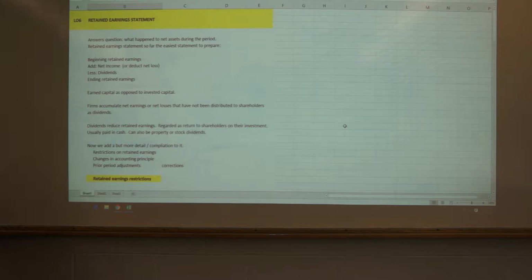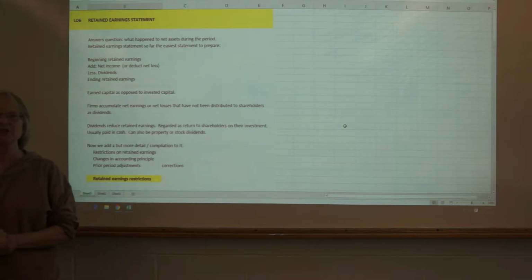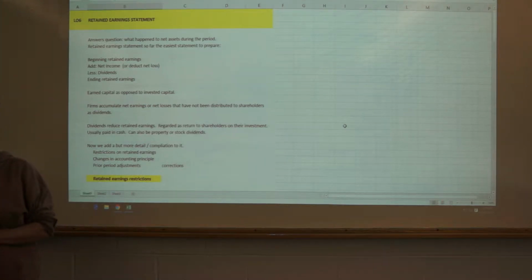Okay. So the first thing that we get to as a complication to our retained earnings statement are the restrictions on retained earnings. These are generally reported in the notes to the financial statements. You can have restrictions that are due to contractual obligations, or the board of directors can decide that there need to be restrictions on retained earnings for maybe they're planning a future plant expansion, maybe there's a big debt that's coming due that they want to pay off.